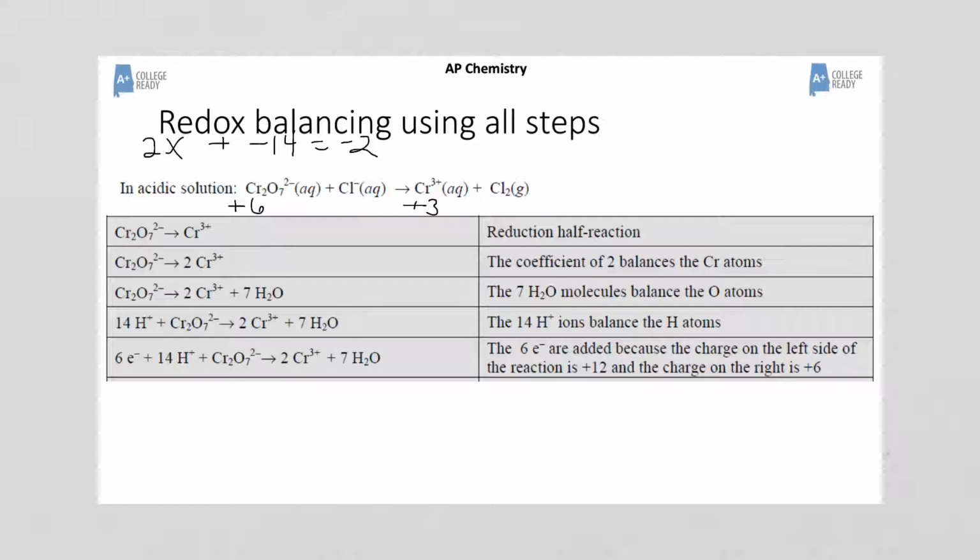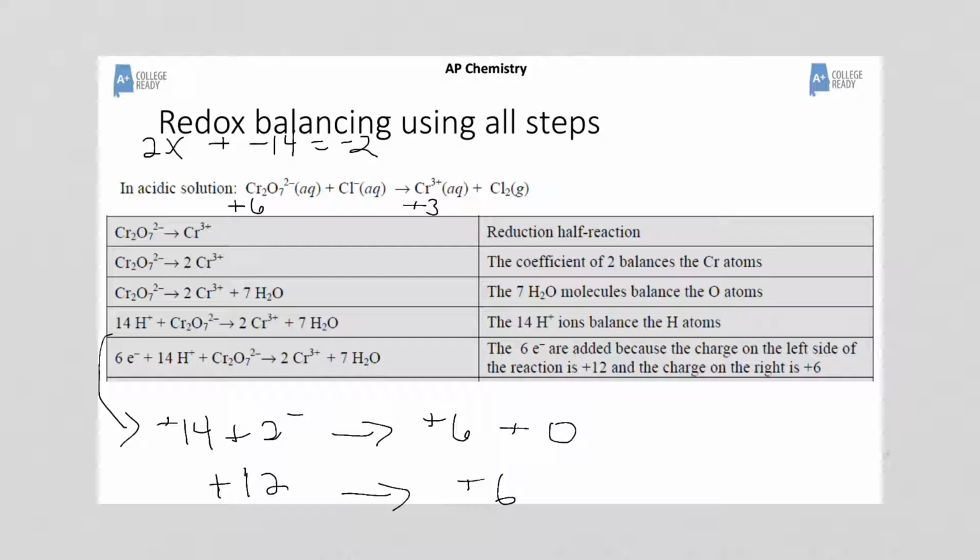So if you notice, and I'm going to write down here, we've got positive 14 on the reactant side plus a negative 2. So on the reactant side right now we have positive 12. And on the product side we have 2 times 3, so we have positive 6, and then water is neutral at 0. So here we are with our total charges of plus 12 and plus 6.